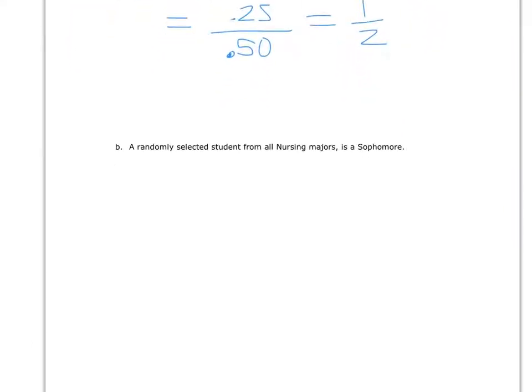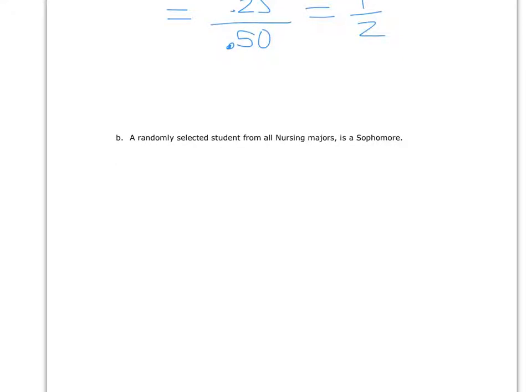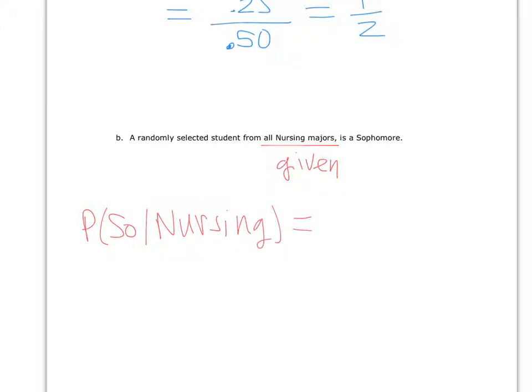Okay, let's look at this next one. A randomly selected student from all nursing majors is a sophomore. So this time, the nursing major is what is given. We want the probability of selecting a sophomore given we know that the student is a nursing major. So the probability of being a nursing major goes in the denominator, and we get the same numerator. It's the probability sophomore and nursing major. This gives us a probability of repeating 0.45, so that's rounding to 0.45 if we go to 2 decimal places.